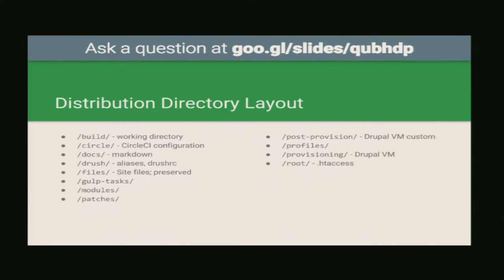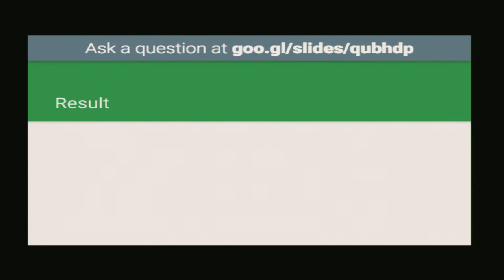Slash root contains the contents of your root folder, so it just contains a custom htaccess. If you have site verification files and so forth, you can throw them in there. Scripts are bash utilities that were used basically as shortcuts for things that we use on a regular basis. There was a script in there, for example, that would run the Behat tests locally. Slash settings contains all the custom local settings.php. Tests contain the Behat tests. Slash themes contains the theme. So the result of all of this, actually, I'll let you go through this.